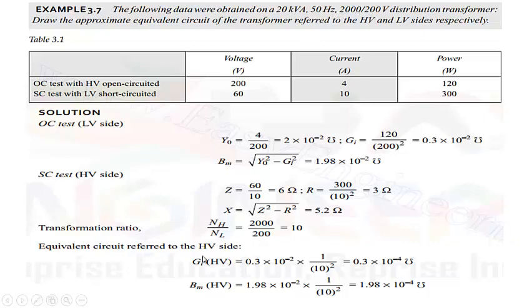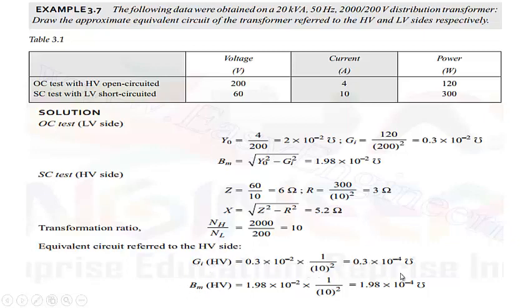Now the equivalent circuit referred to the high voltage side. Since these two have been calculated referred to the low voltage side, we need to convert them to the high voltage side. We have to be very careful while referring them to the high voltage side. Usually impedances are multiplied by the transformer ratio squared, but here they have to be divided because they are admittances. This is conductance, this is susceptance. So they will be divided by 10 squared.